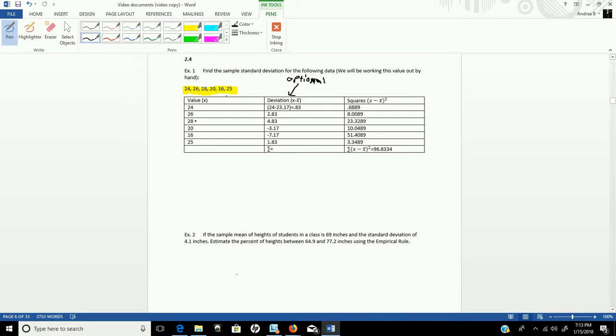So you start out by listing out your values. Those are what we call our x's. So you're listing out the 24, 26, 28, 20, 16, and 25 that we have in the problem. And then you're finding the deviation and the squares. But before you can find the deviation, we need to know what this x bar is. So we've got x minus x bar. So x bar, remember, stands for your sample mean.